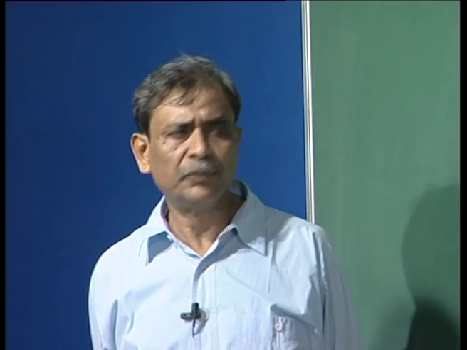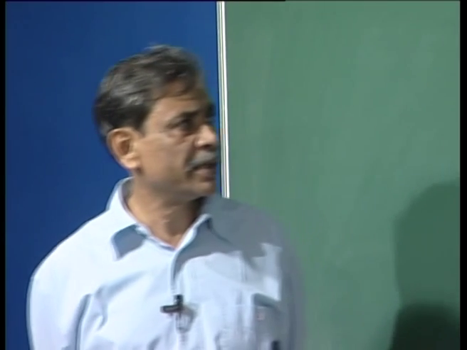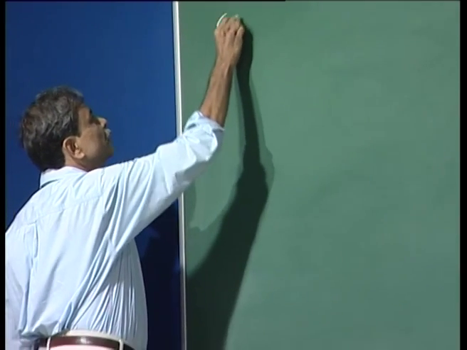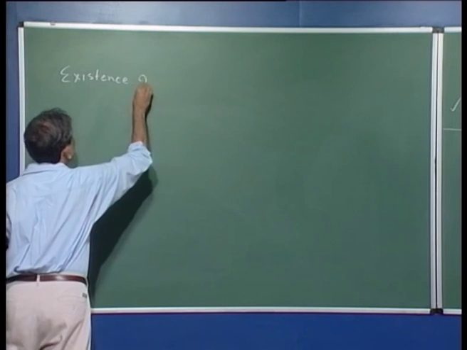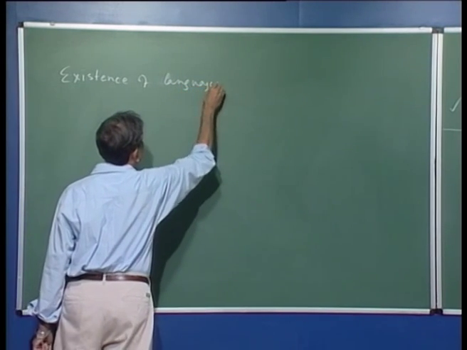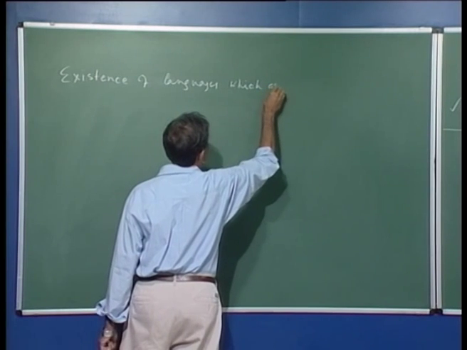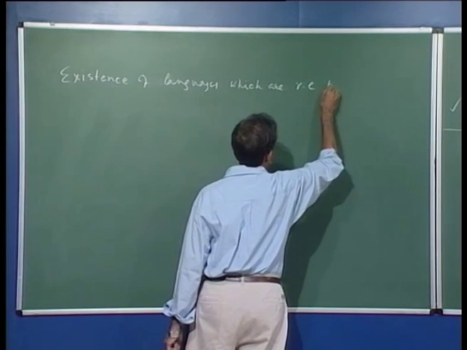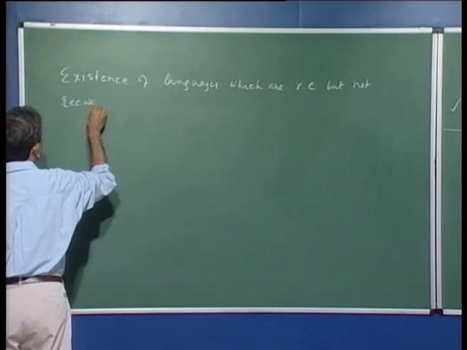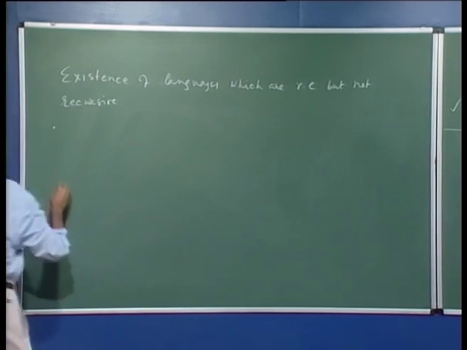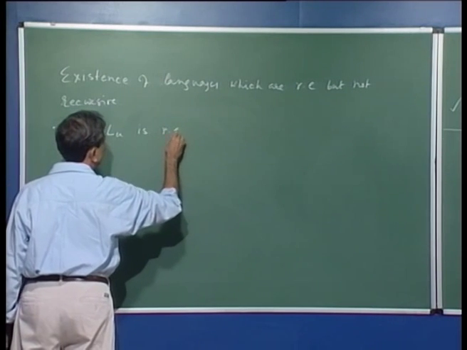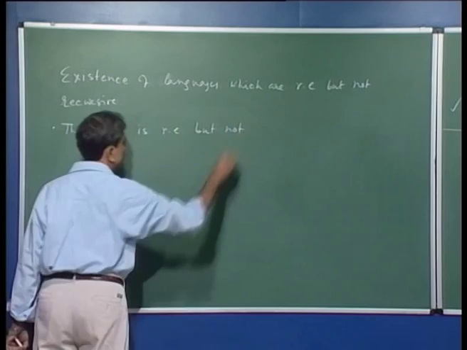What we shall prove now is that there are languages which are recursively enumerable but not recursive. So, we will try to prove the existence of languages which are RE, that is recursively enumerable, but not recursive. In particular, we will show that LU is RE but not recursive.